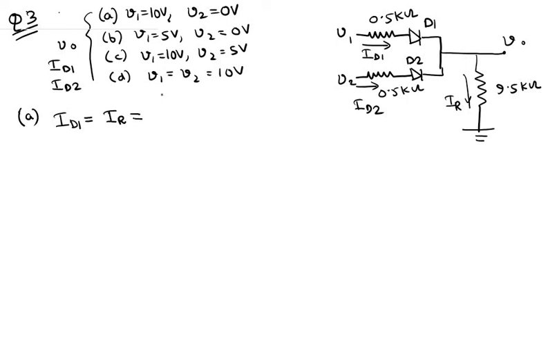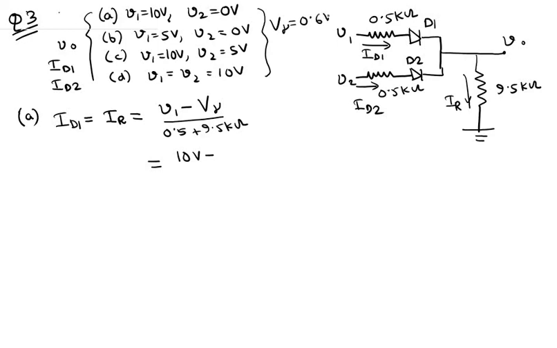and this is basically equal to (V1 minus V gamma) divided by (0.5 plus 9.5 kilo ohms). V gamma is basically again the voltage drop across this diode in conducting state. So this is 10 volts minus, let us assume V gamma to be 0.7 volts, that as I stated, no, V gamma is given to be 0.6 volts actually. So this information is also given, which I forgot to write. So this is 0.6 volts.